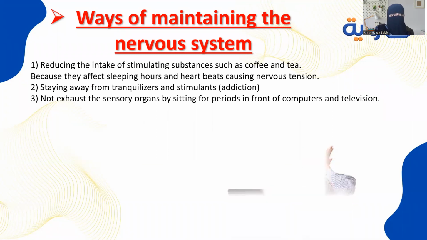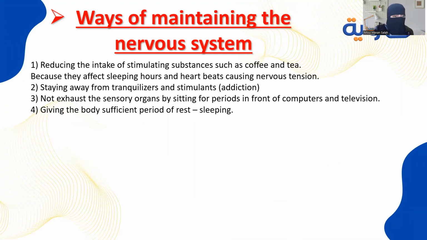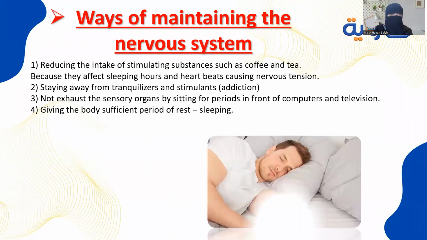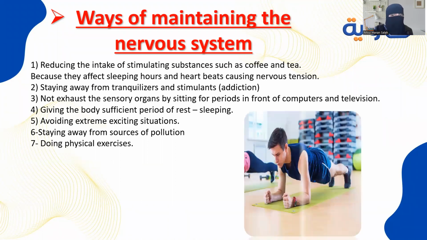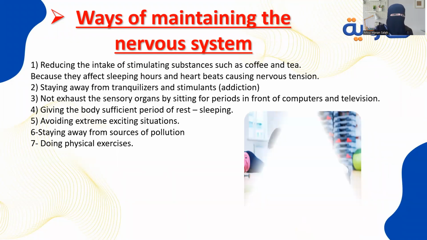Number four, you must take care of giving the body a sufficient period of rest like sleeping to make your nervous system calm and take the rest. Number five, you can avoid extremely exciting situations to not make you nervous all the time. Staying away from sources of pollution and doing physical exercise to activate the nervous system all the time. That's about the ways of maintaining the nervous system.